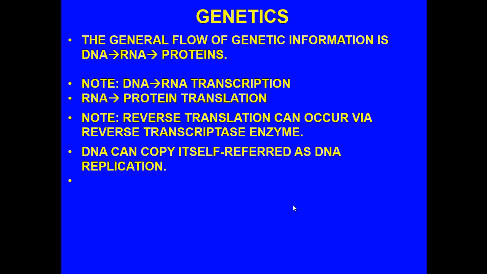RNA, to make a protein, involves the term translation. So you are translating the genetic information from a nucleic acid, RNA, to a peptide strand made up of amino acids, and that's the protein. One other point: reverse transcription can occur via the reverse transcriptase enzyme, which takes RNA and makes a DNA copy from it. Also, the DNA can copy itself. This is referred to as DNA replication.